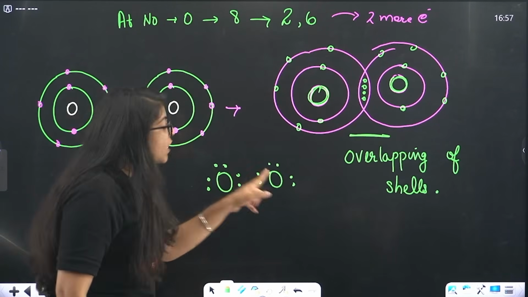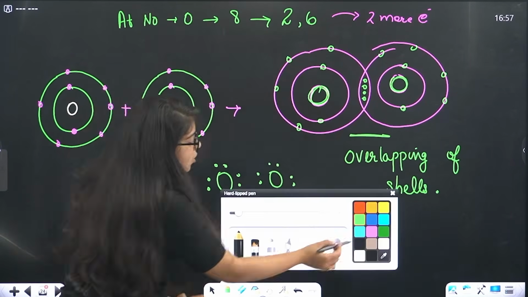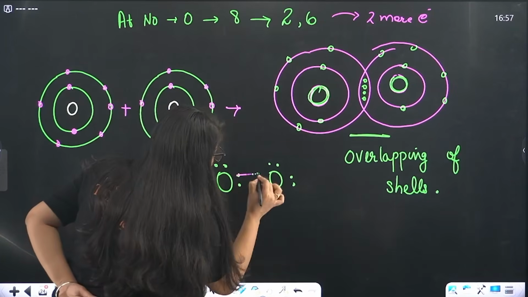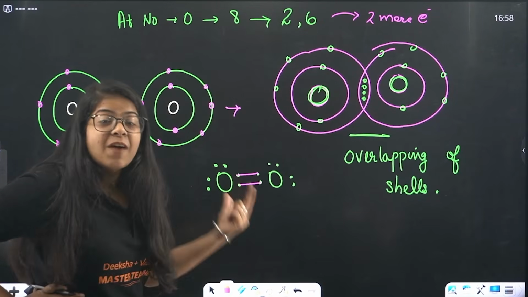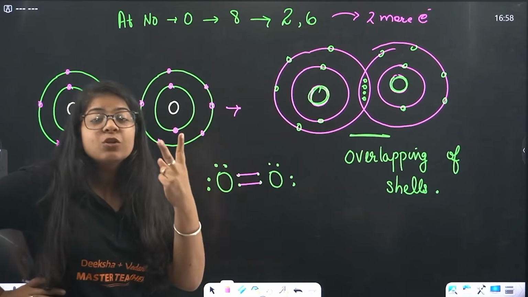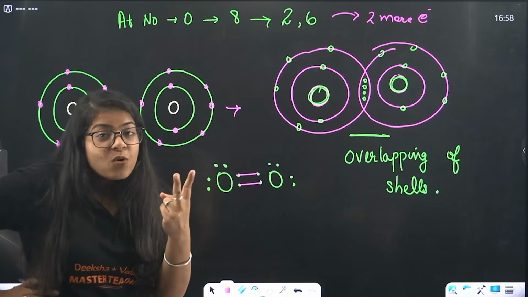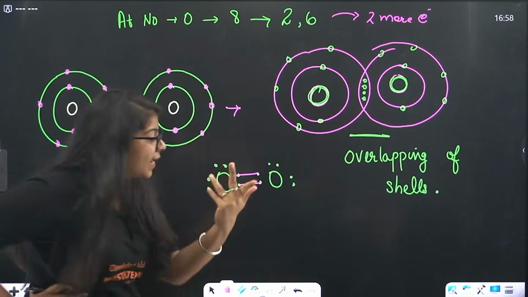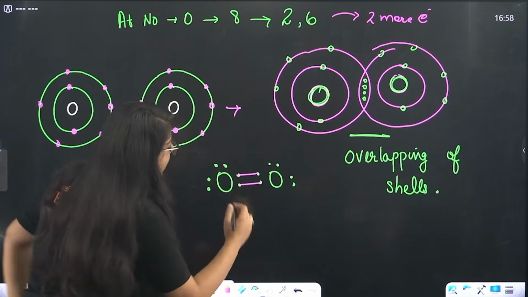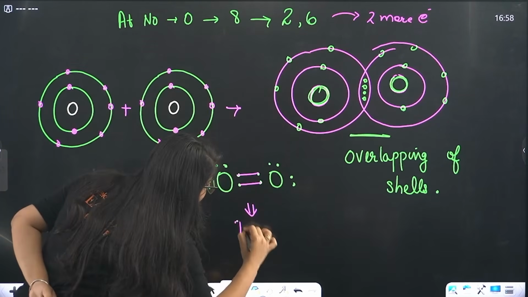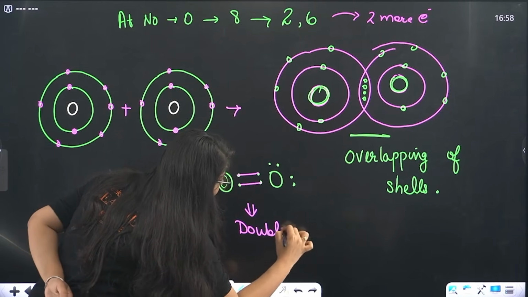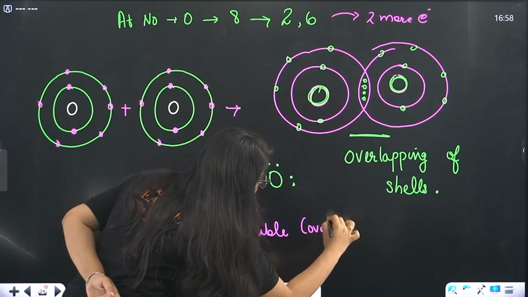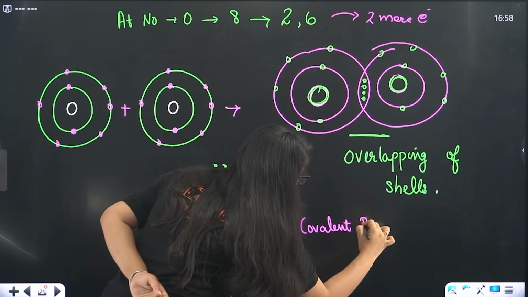Now each of them shares 2 electrons. So what will you see? These 2 electrons will be shared. These 2 electrons will be shared. Which bond is this? One covalent bond includes 2 electrons. 2 covalent bonds will include 4 electrons, right? So if 4 electrons are shared, we will call this a double covalent bond.